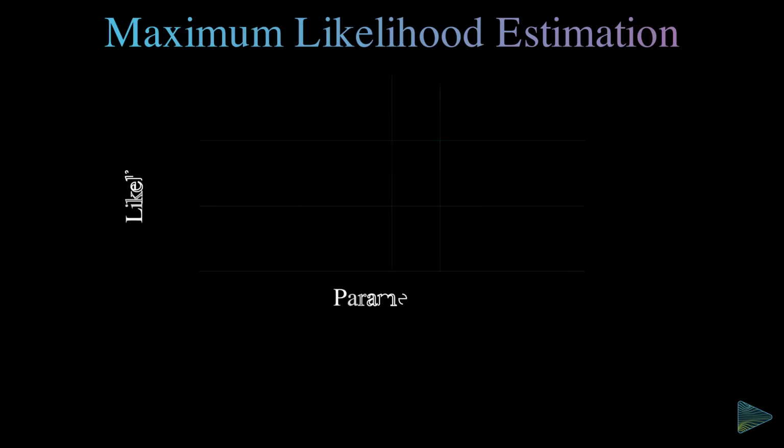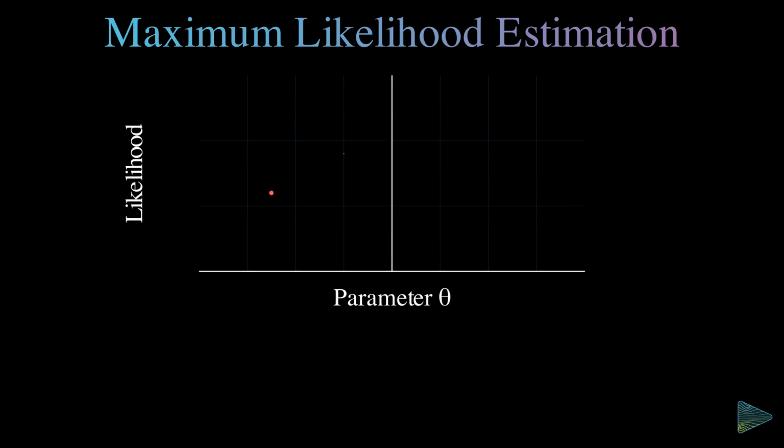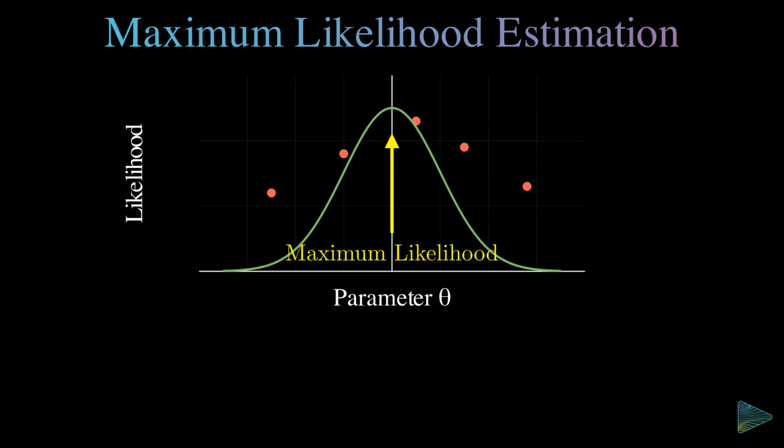Let's begin with maximum likelihood estimation, a fundamental principle in machine learning. Imagine you have some observed data points, shown here as circles on our plane. You want to find the best model parameters that explain this data. MLE answers the question, which parameter theta makes our observed data most probable? The answer is at the peak of this likelihood curve, where the probability of observing our data is maximized.